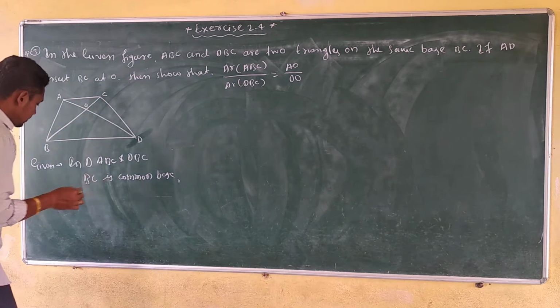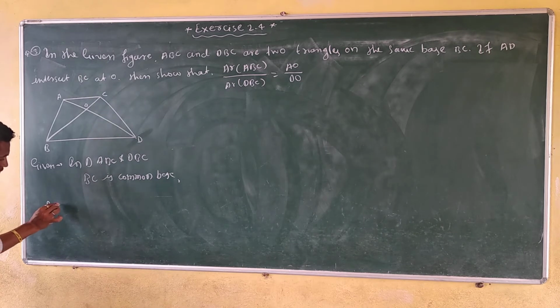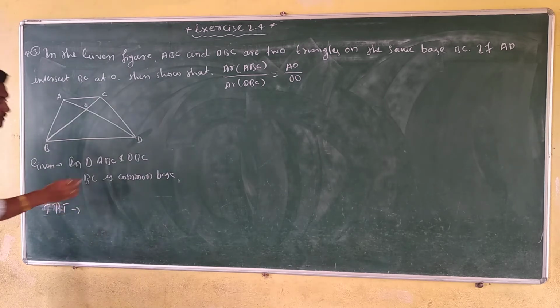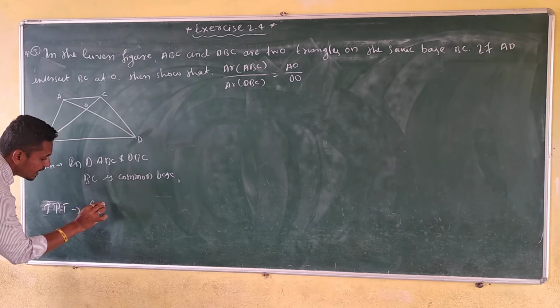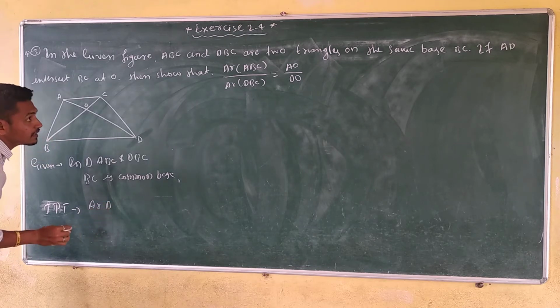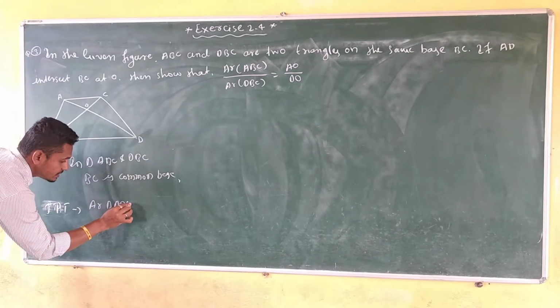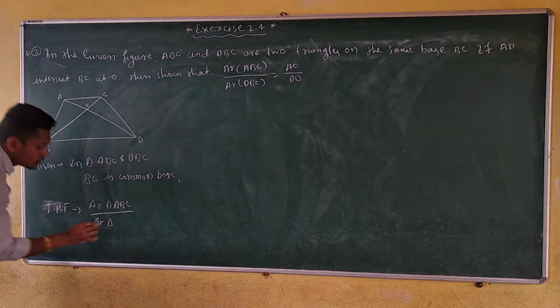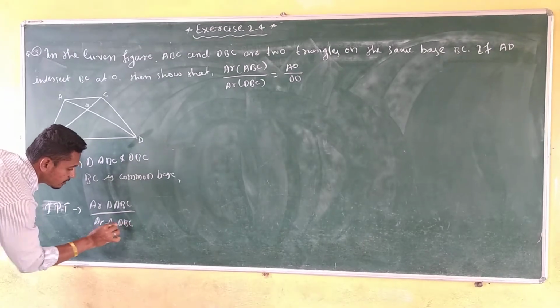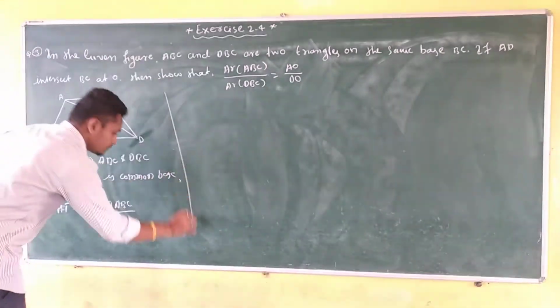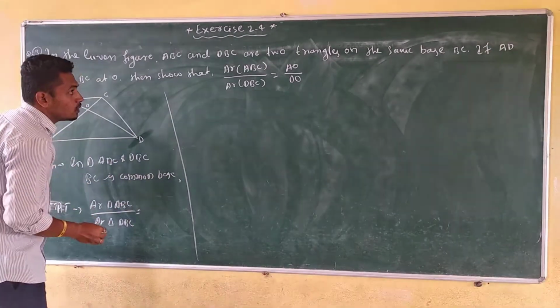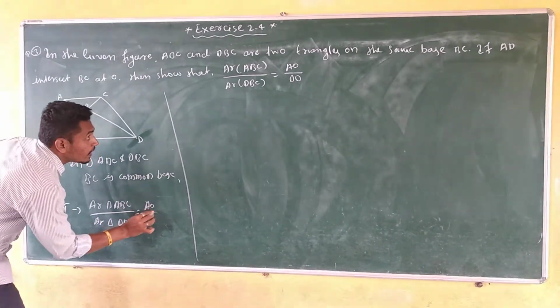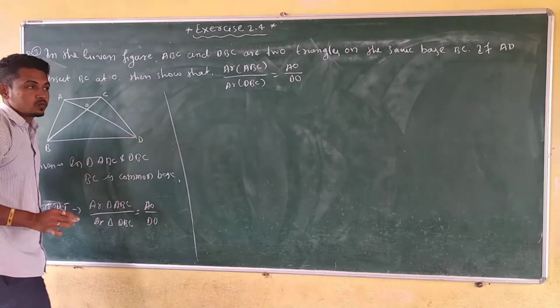Next, now prove that. What do we have to prove here? To prove that the area of triangle ABC divided by the area of triangle DBC is equal to AO divided by DO.